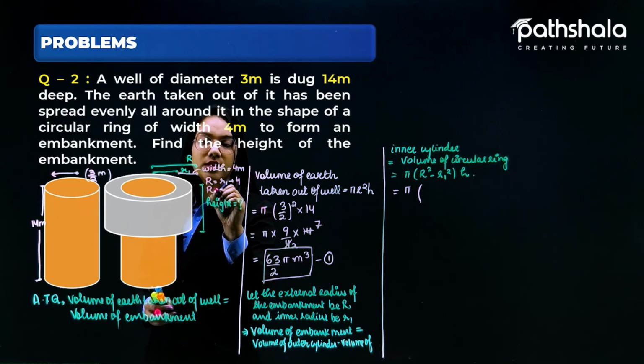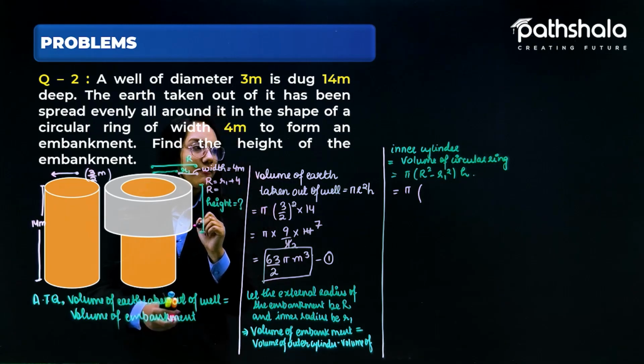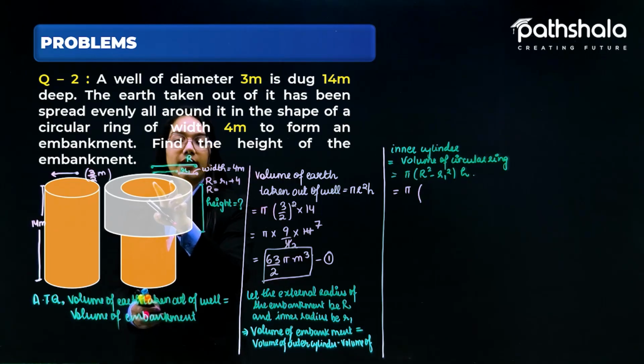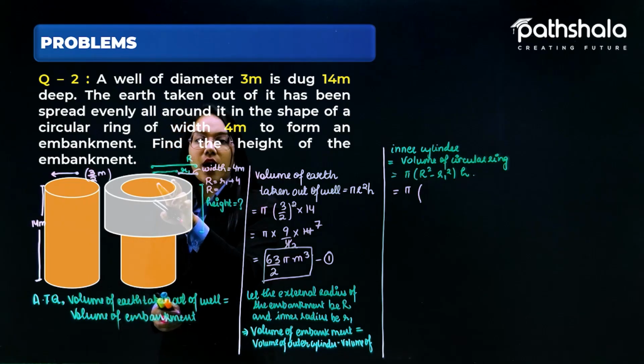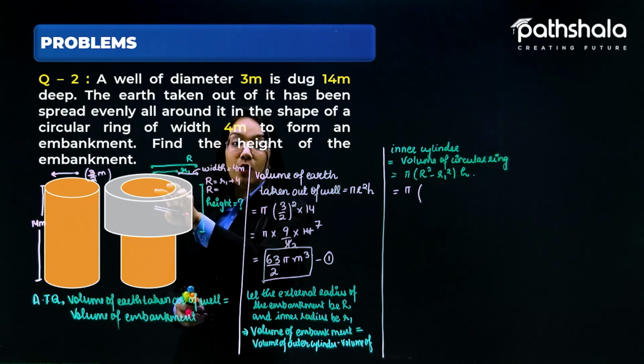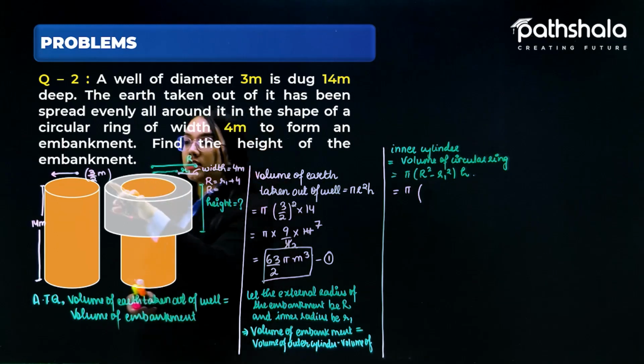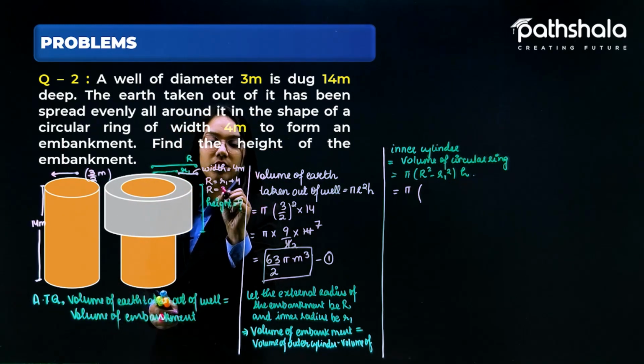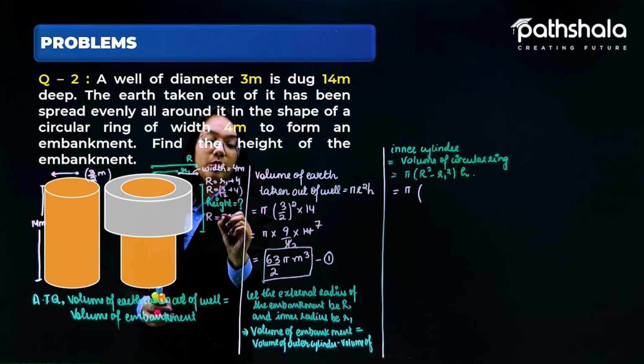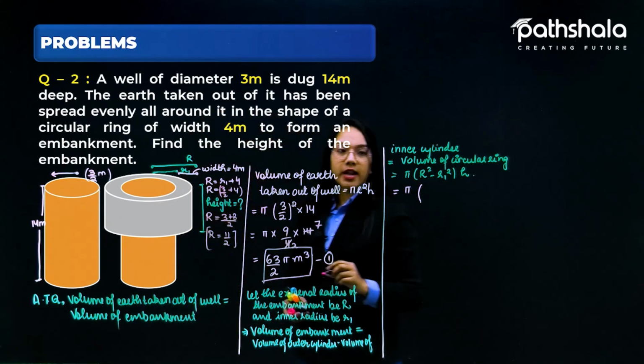So capital R is equal to R1. What is the value of R1? That is given to us. R1 is 3 by 2. So this is 3 by 2 plus 4. So capital R is 3 plus 8 by 2, which means R is 11 by 2. So use capital R as 11 by 2.